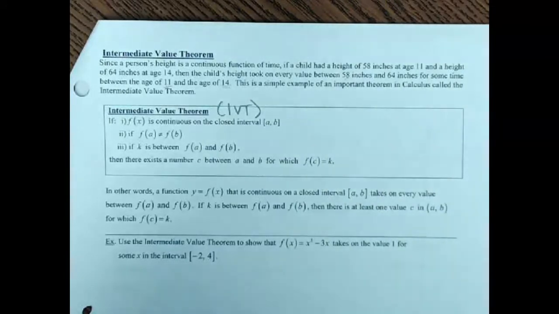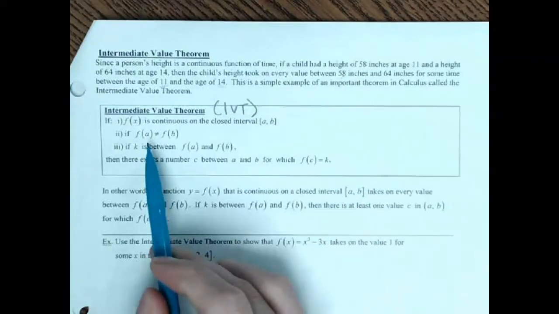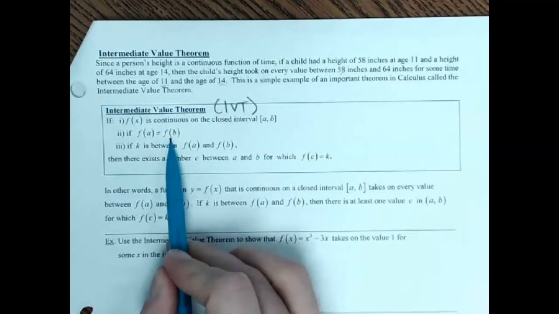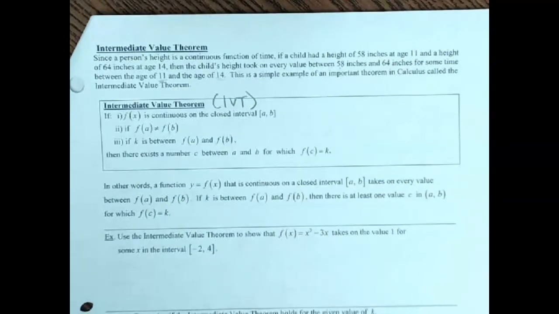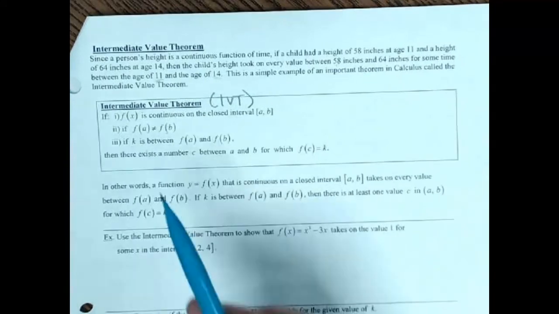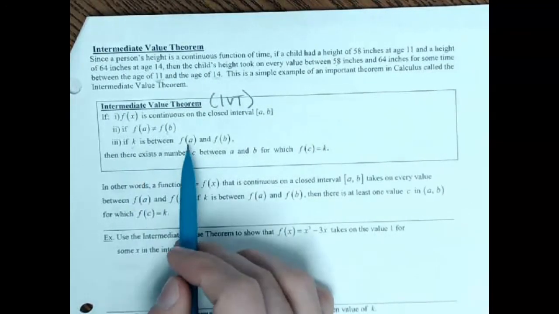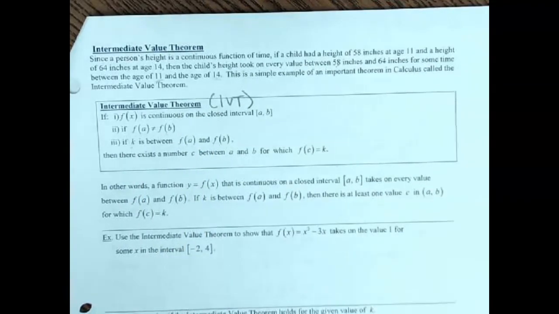You have some conditions. One, the function has to be continuous on the closed interval. So, yeah, we're going to want no holes, no jumps, no asymptotes. Got to be continuous. Also, we're going to want the endpoints to be different heights. I do not want the left height and I do not want the right height to be the same. I want them to be different. It doesn't matter which one's bigger or which one's smaller, but I want them to be different. And then I need my k, which is the desired value we want to hit. I want that output to be in between my initial and my final.